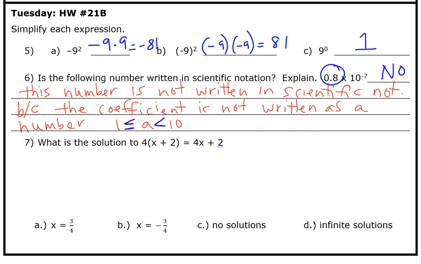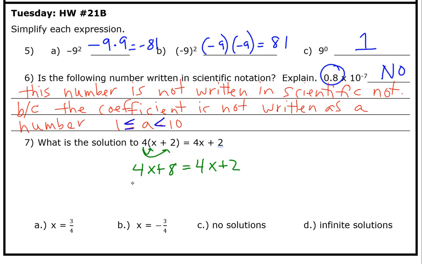Question number 7. What is the solution to 4 times the quantity x plus 2 is equal to 4x plus 2? Well, when I distribute here, I get 4x plus 8. And on the right-hand side, I have 4x plus 2. So I can actually see the answer already. When your coefficients and variables match on the left and the right side, but the two constants don't, that's an impossible situation.